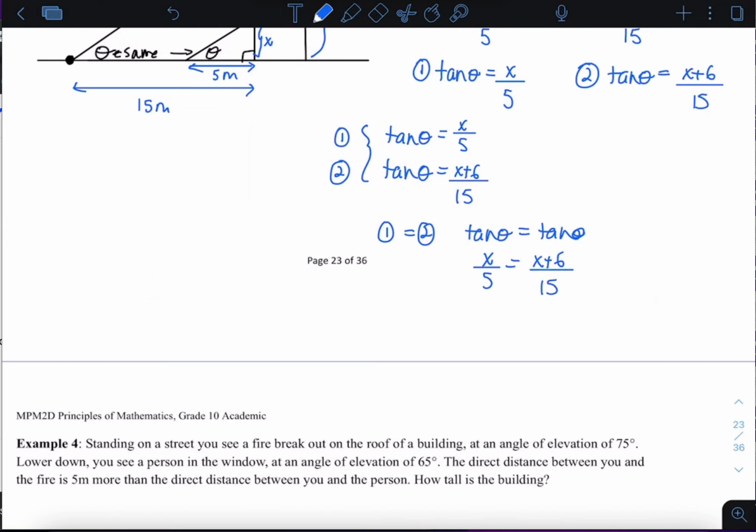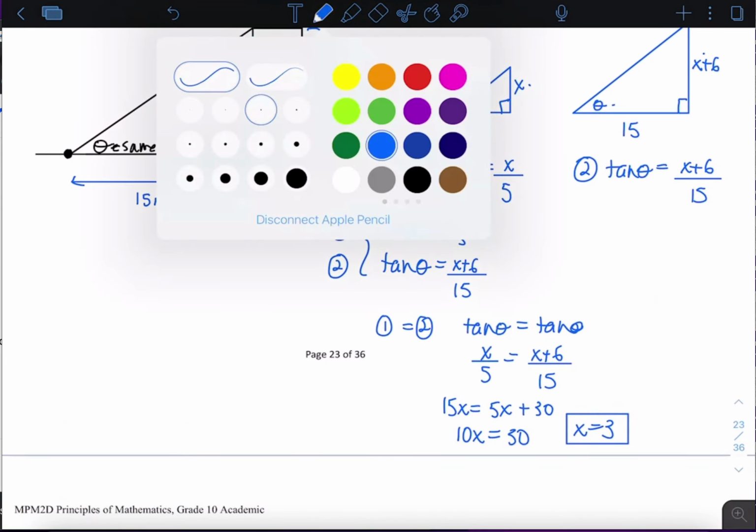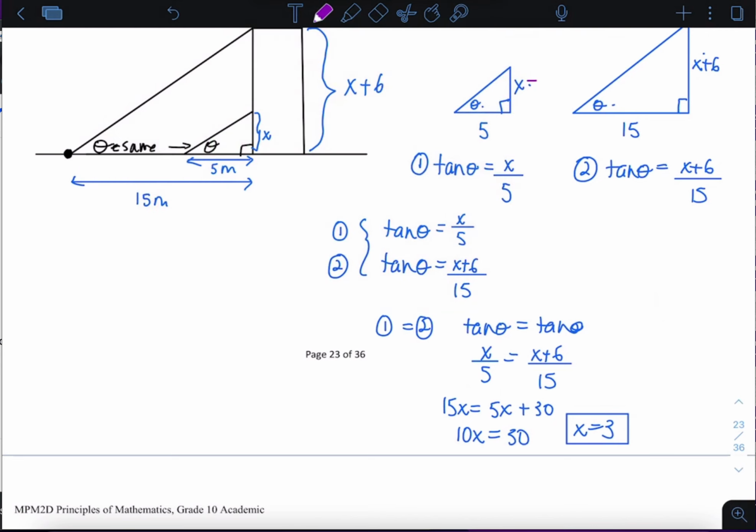Then I can cross multiply. I get 15x is 5x plus 30. That means 10x is 30, and x equals 3. Okay, so I can go back up to here and say, well, I know that this is 3 and this is 9.